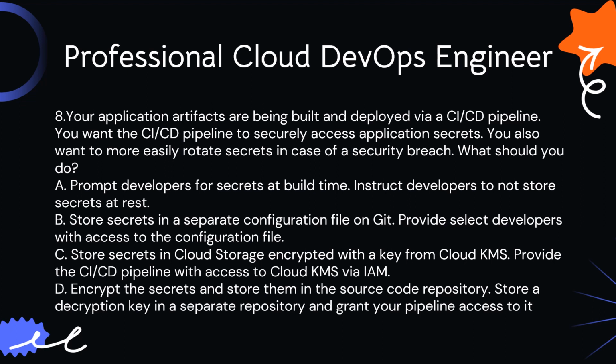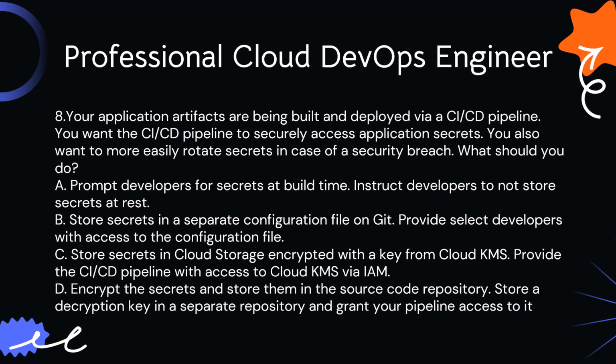8. Your application artifacts are being built and deployed via a CI/CD pipeline. You want the CI/CD pipeline to securely access application secrets. You also want to more easily rotate secrets in case of a security breach. What should you do?